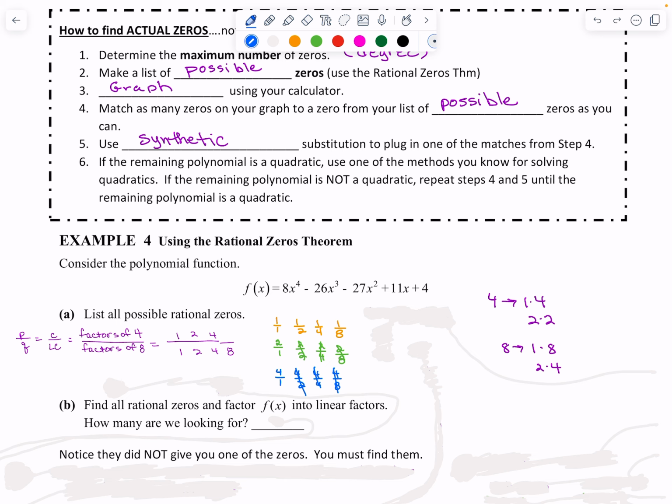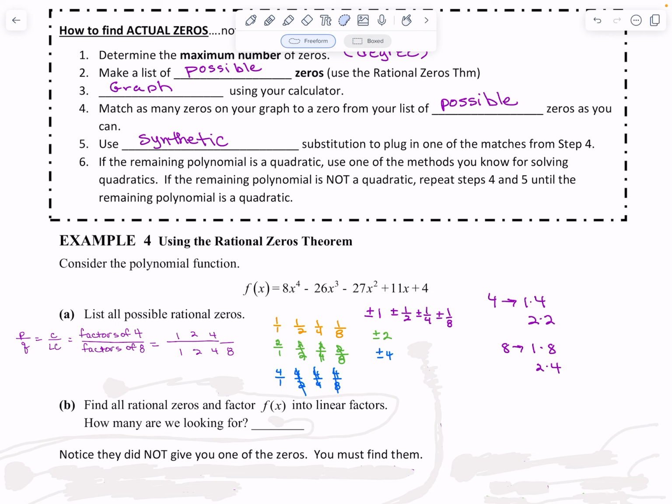So my final list is going to be positive or negative 1, because we could have it either way. Our solutions could be positive or negative. So we have positive or negative 1, positive or negative a half, positive or negative a 4th, positive or negative 8th, plus or minus 2, plus or minus 4. So how many is that? We've got 1, 2, 3, 4, 5, 6 times 2, because it's positive or negative. So we've got 12 possible zeros.